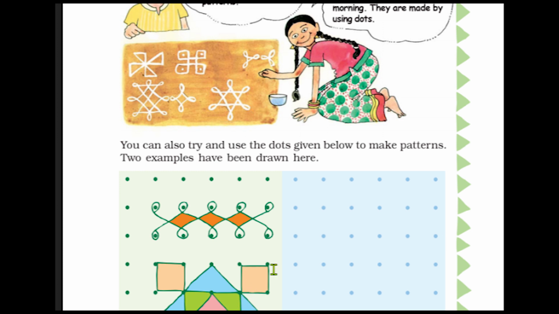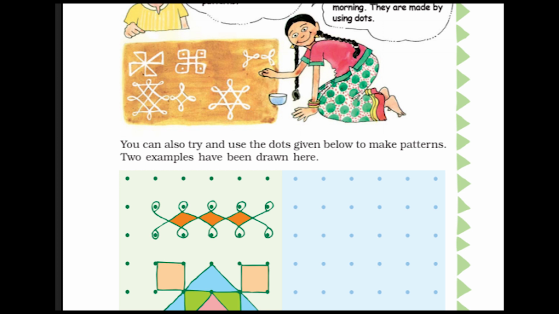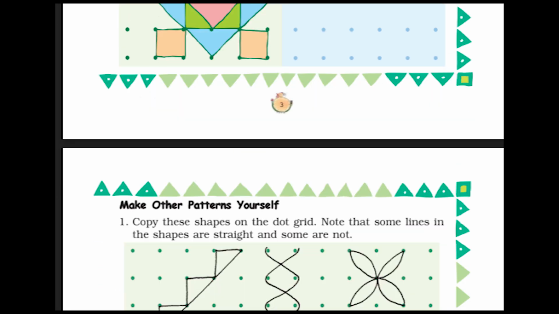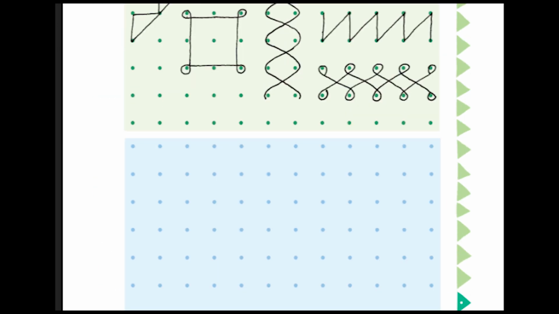Okay, you have to count the dots. Now here there are 1, 2, 3, 4, 5, 6 dots. And 1, 2, 3, 4, 5, 6, 7, 8 dots. So how many dots they have left? So they have left 1, 2, 3, 4, 5, 6 dots here and 8 dots. So similar patterns you can draw, like you can start from here and make a beautiful pattern. Make other patterns yourself. Here there are some patterns given, you have to make it.